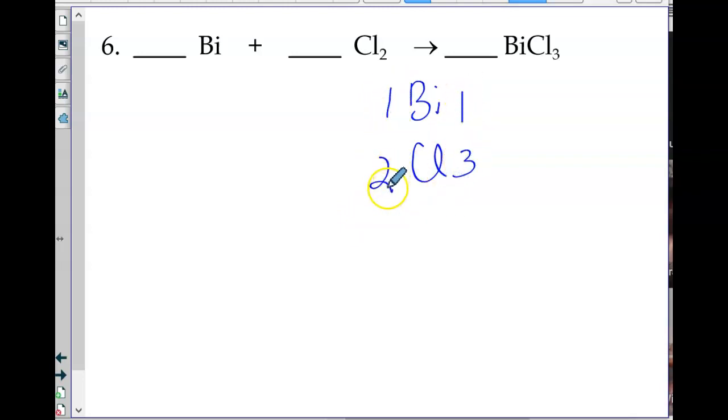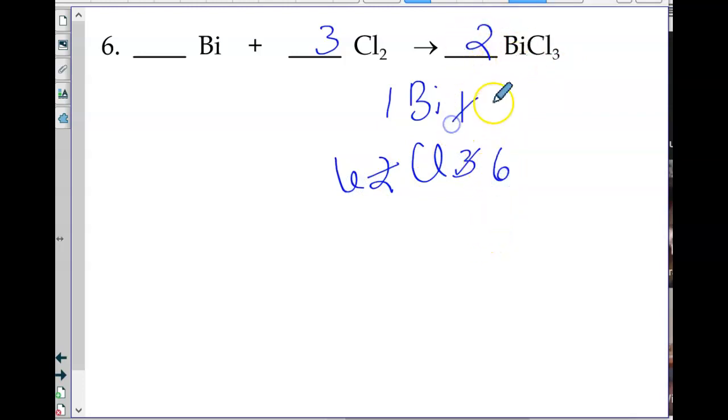1 bismuth and 2 chlorines on the left, 1 bismuth and 3 chlorines on the right. So bismuth looks fantastic, but we got to get chlorine balanced. 2 and 3 is a very common set of numbers you have to adjust. So we're going to get this to 6. We got to get these both to 6. So I'll put a 3 here. 3 times 2 goes to 6. Got to get chlorine on this side to 6, so I got to put a 2 there because I know 2 times 3 makes this go to 6.